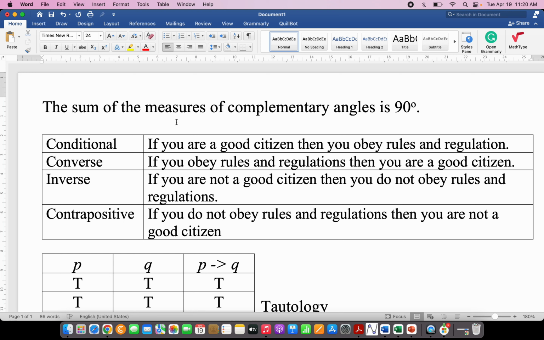Do you still recall complementary angles? Anyone? Natatandaan nyo ba yung complementary angles?